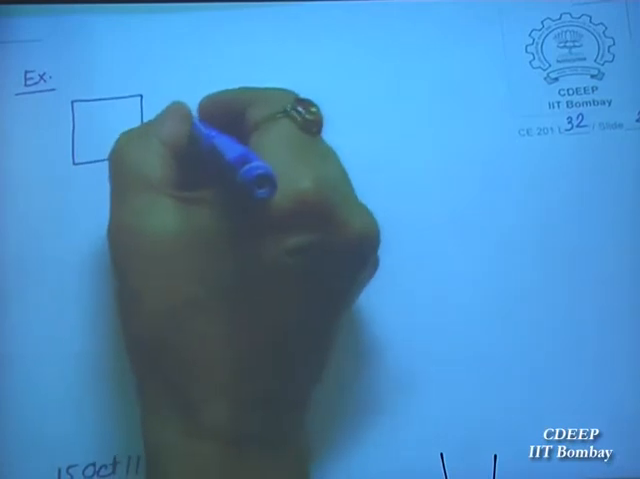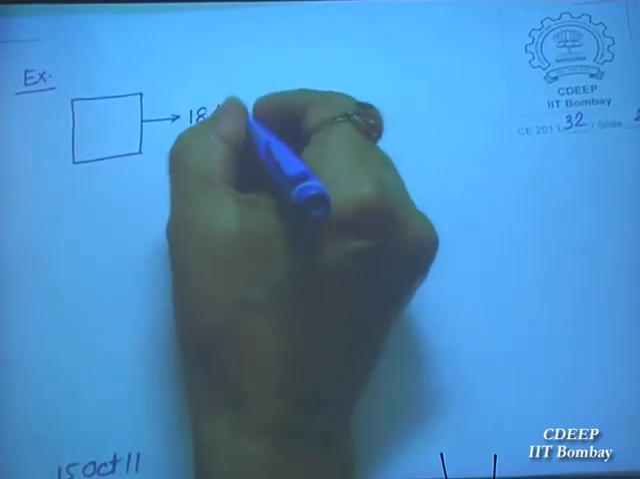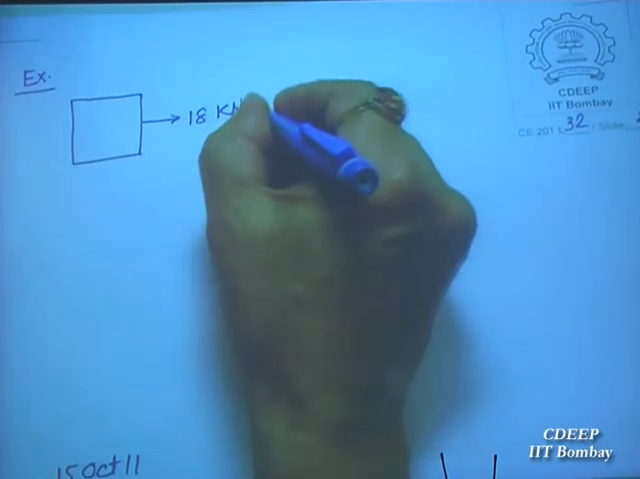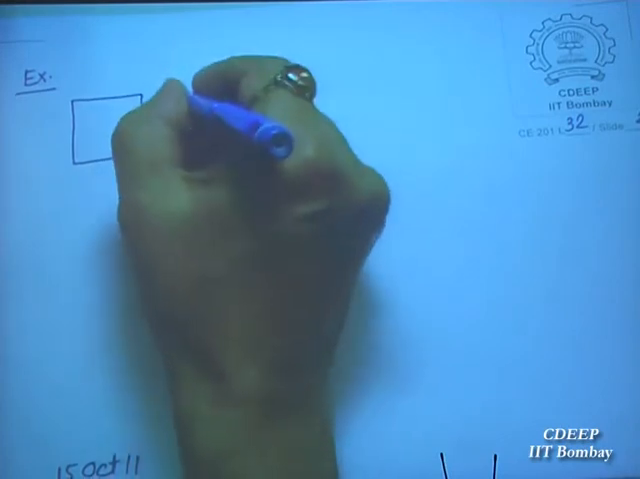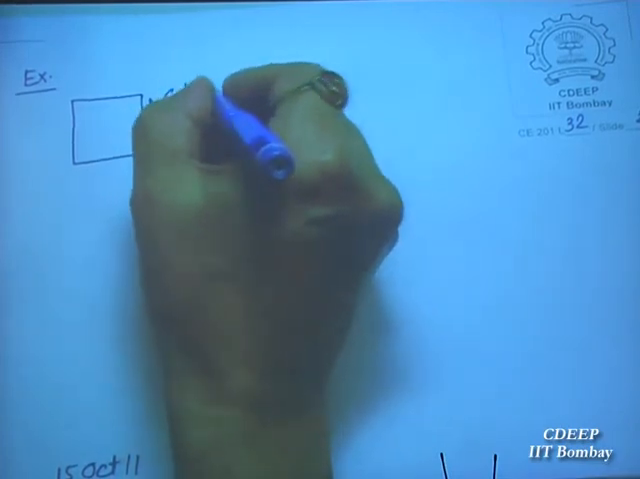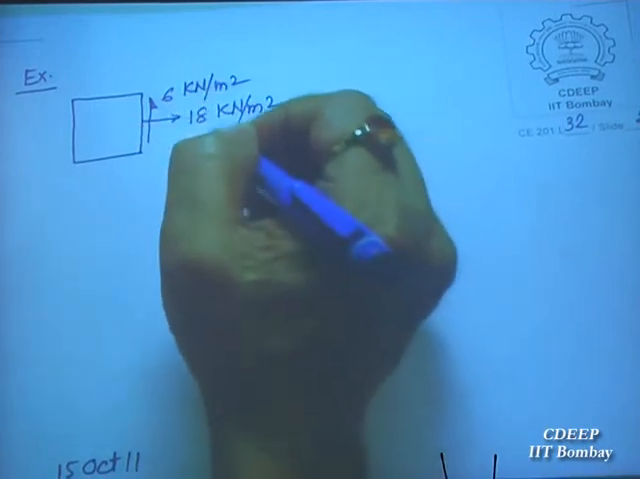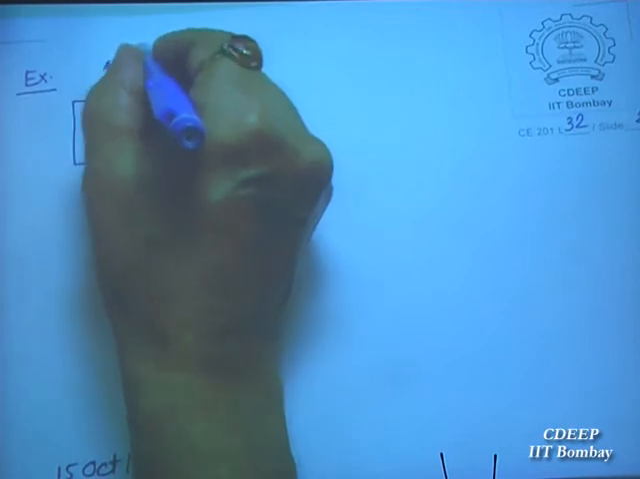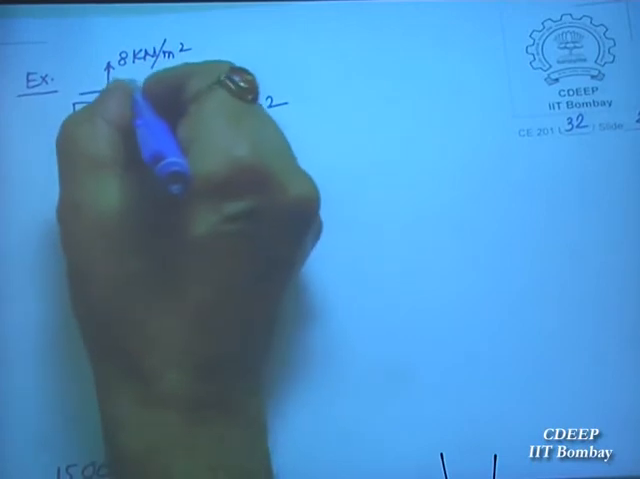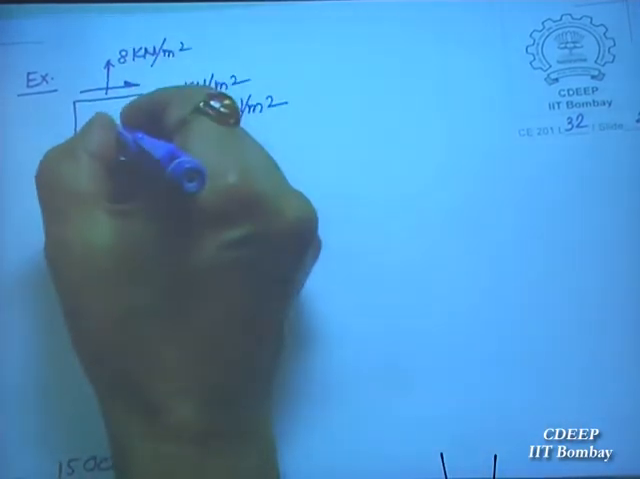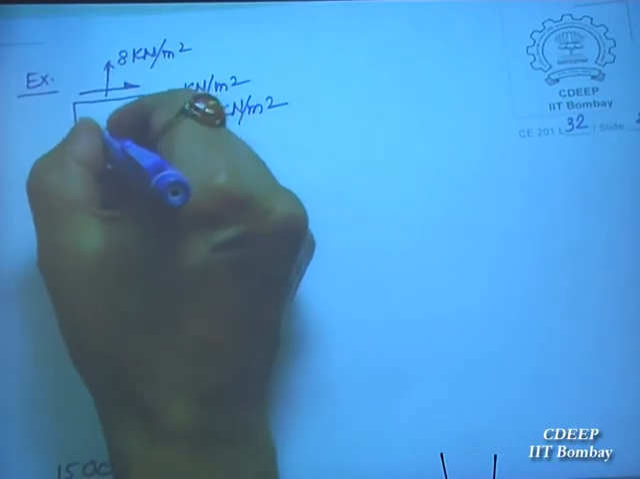This one is 18 kilonewton per meter square. This shear is 6 kilonewton per meter square. Sigma y is 8 kilonewton per meter square, and how much should this shear be? It has to be the same, so the question doesn't arise. So this point is P.